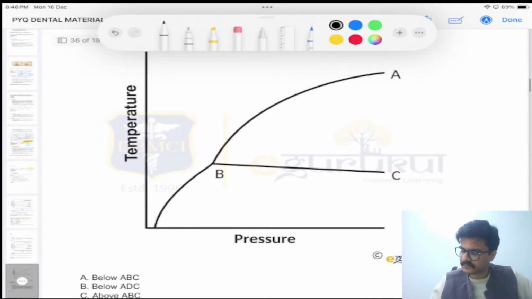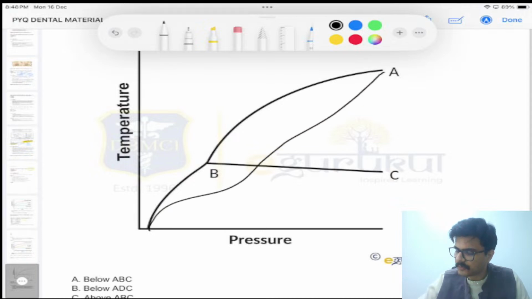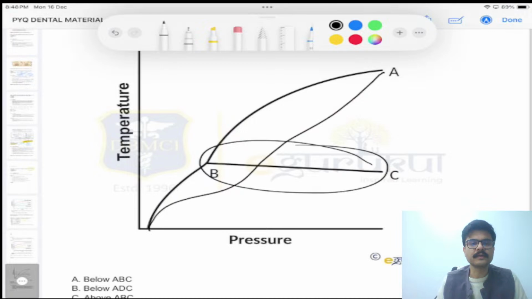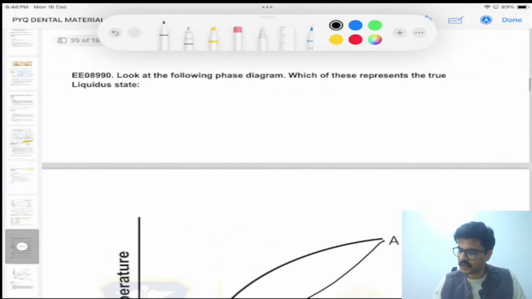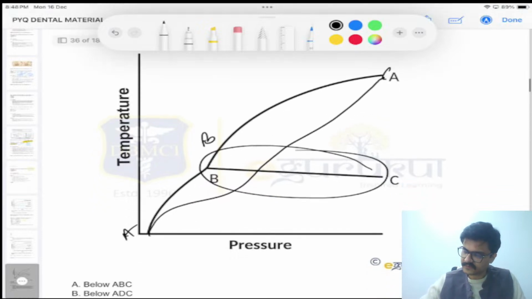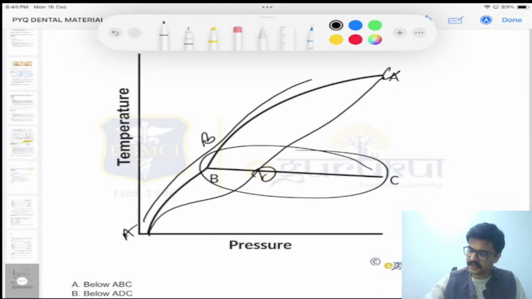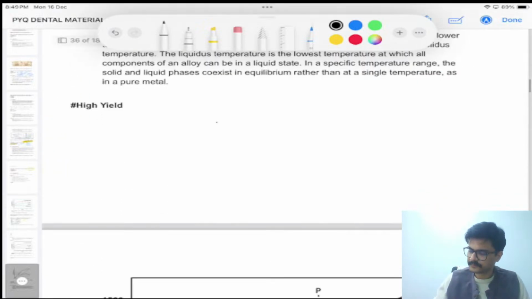This question also, guys, they shared the correct version. So it was actually A. It came in the exam in this form. This graph was not there. Understand? This was an equilibrium phase diagram of a solid solution, and they represented one like this, A, B, C, and this was A, D, C. So the liquidus state would be everything above A, B, and C. You understand? So I'll tell you how this question was.